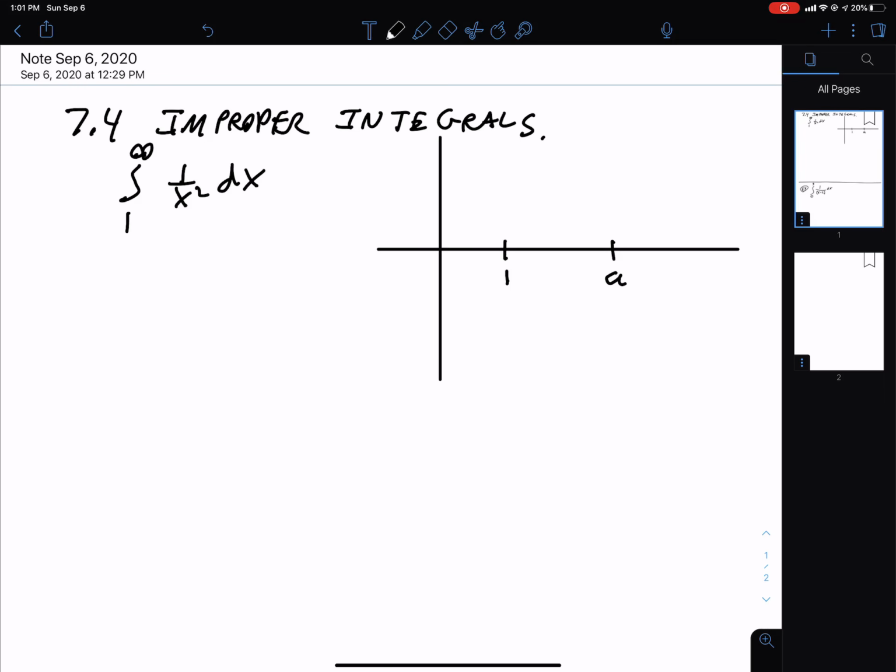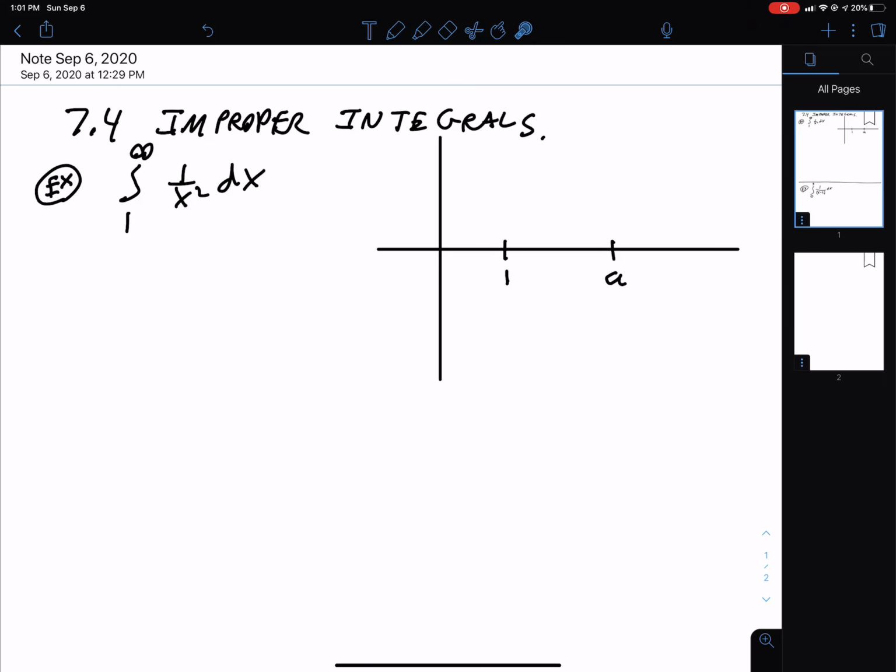So what is an improper integral? Well, I have an example before you, and here's why it's improper. We have this infinity here. Infinity is not a number. So how do you integrate from 1 to infinity when infinity is not a number? And we can't apply the fundamental theorem of calculus because infinity, again, is not a number.